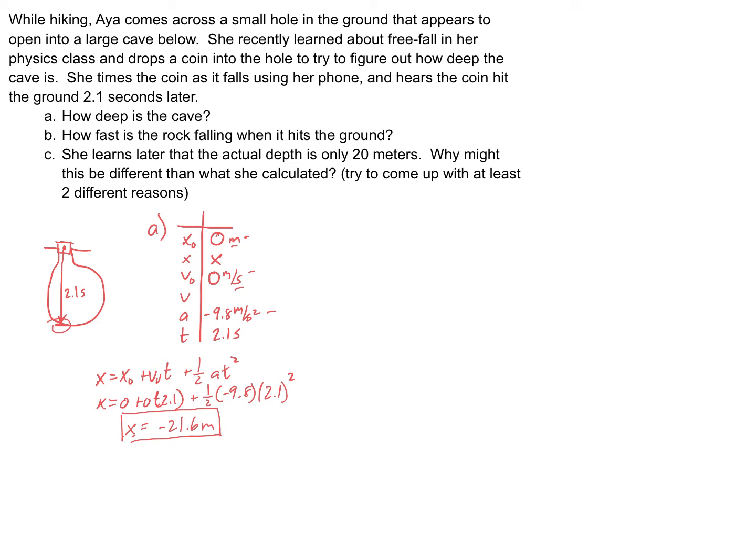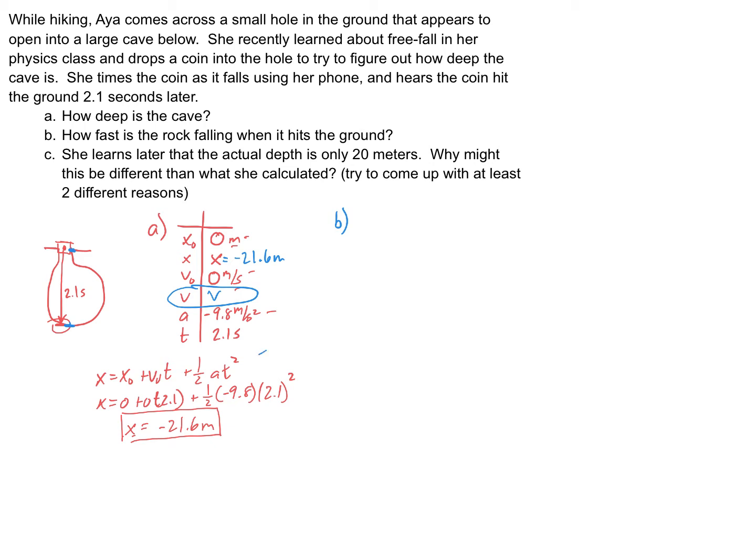Now, letter B asks, how fast is the coin falling? All right. Well, I can actually use the same table as before, right? Because I'm still starting at the same point, and I'm still using the same ending point right before it hits the ground. And so I can use all of the same information that I had before, except now I also have that x is negative 21.6 meters. So now I'm finding how fast it is as it hits the ground. So all I need here is v, which means I can use any of the equations that have v in it.